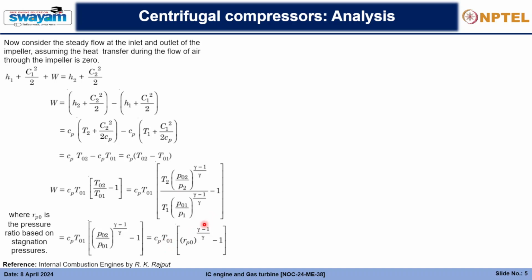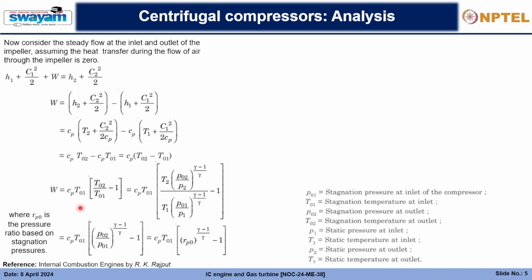So suppose we impart a certain amount of work. Now we will get to know how much will be the stagnation pressure ratio we can achieve. So we can then use it along with the Euler's work and we can get how much will be the stagnation pressure ratio. That's the whole concept.